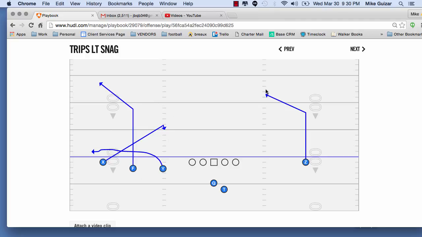But if I call trips left snag, Z drag, then Z runs a drag. Trips left snag, Z fade, Z runs a fade. But this snag principle remains the same. And that is our snag concept out of trips left. And the back will not run a route unless it is tagged.